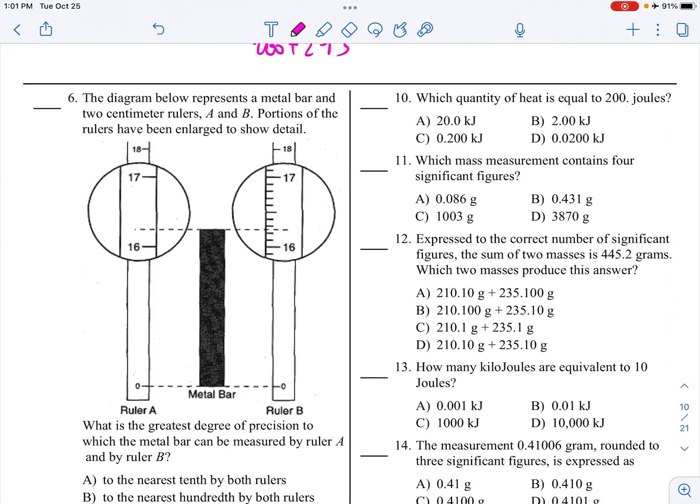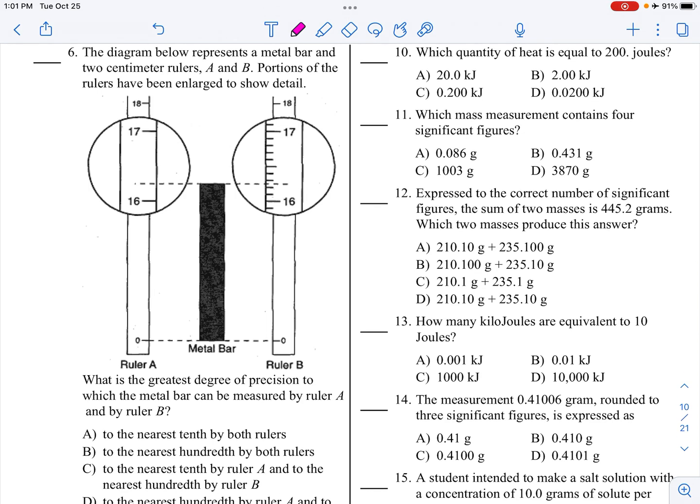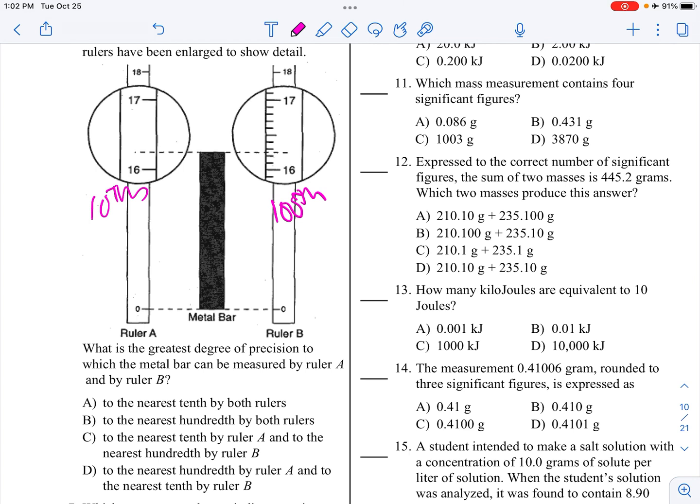The diagram below represents a metal bar and 2 centimeter rulers. What is the greatest degree of precision for each? So on ruler A, we are sure of the ones, so the best we can do would be the tenths. Over here, it looks like these are the tenths, so we're going to go to the hundredths, because you can always estimate one beyond what's written. So ruler A is, here we go, choice C.